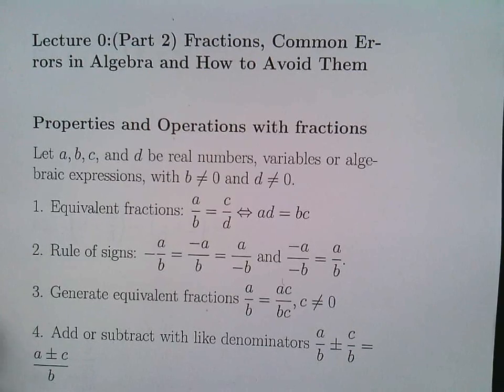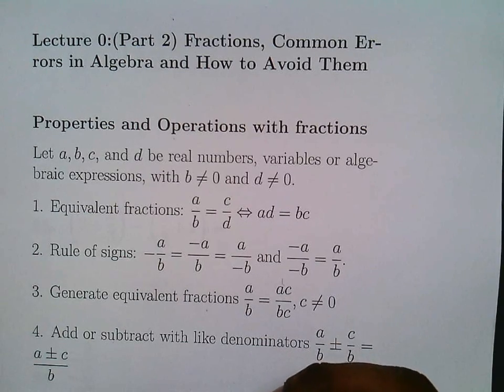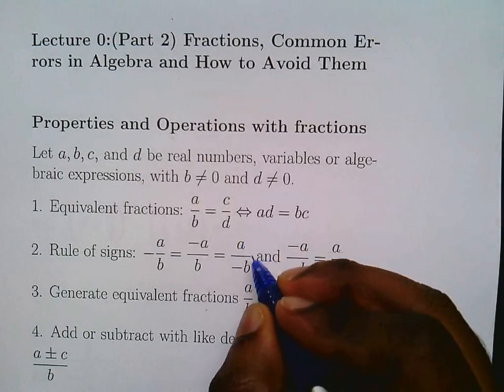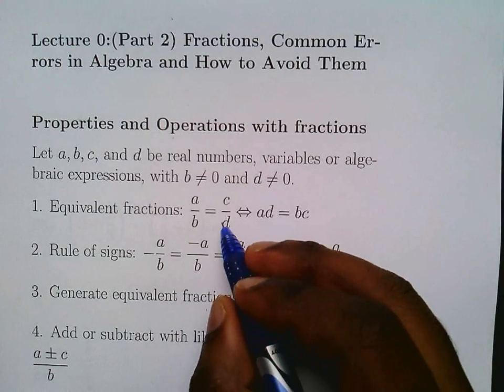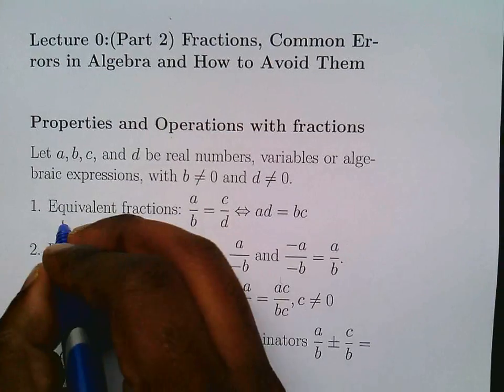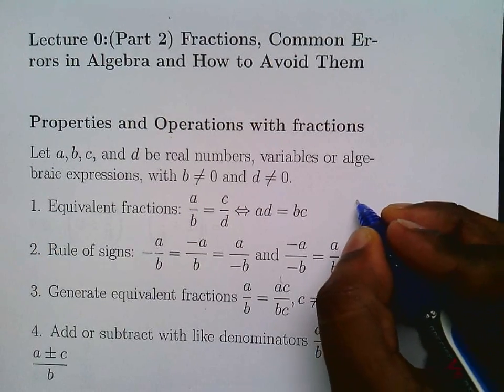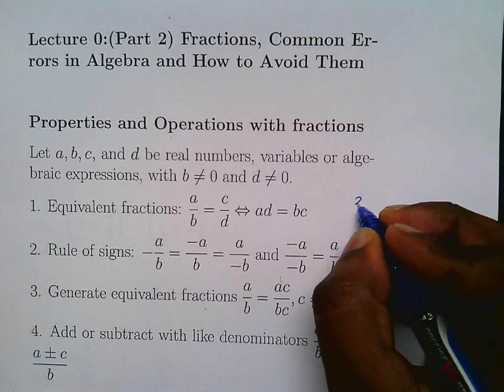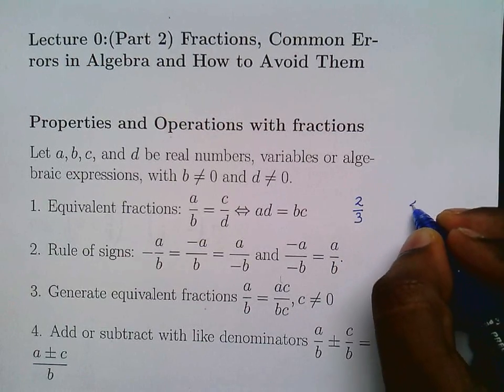So on lecture 0 part 2, I'm actually doing some math. And so we will talk about fractions because you will have to do a lot of fractions in this course. So it's better to know how to deal with them correctly. So let's talk about some basic rules when you have to do fractions. Now the first one is equivalent fractions. So equivalent fractions is, for example, like 2/3 and 4/6.